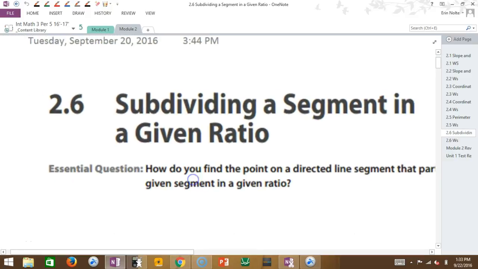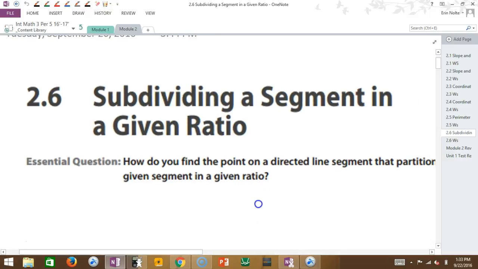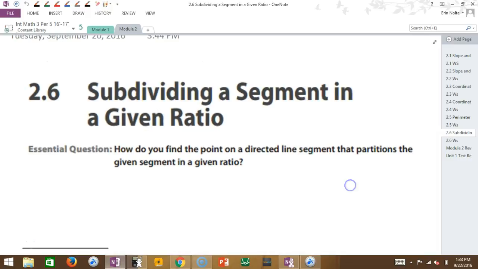So, this is the title for 2.6. We are subdividing segments into a given ratio. Okay. So our essential question is, how do you find the points on the line segment that portions the given segment into a given ratio? That's a lot of words. You don't have to write that down.